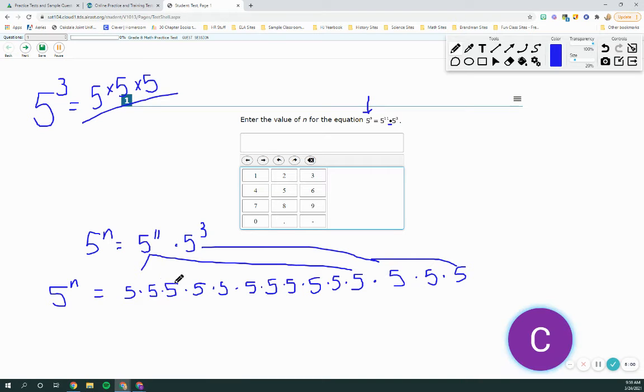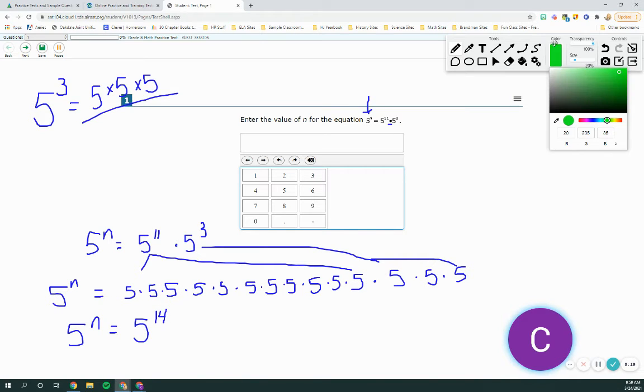So let's count them. 1, 2, 3, 4, 5, 6, 7, 8, 9, 10, 11, 12, 13, 14. So 5 to the n equals 5 to the 14th power. Okay, let me change this color and just show you.